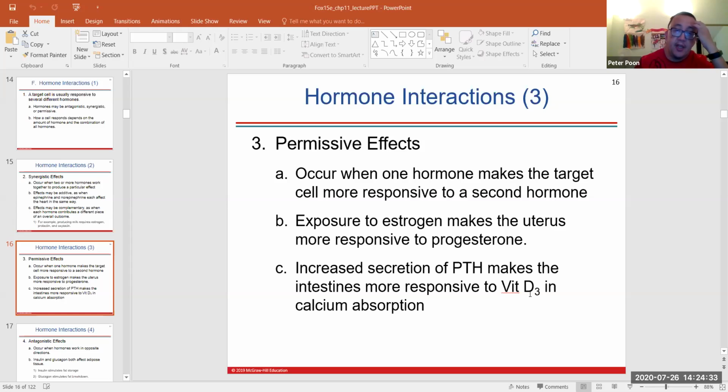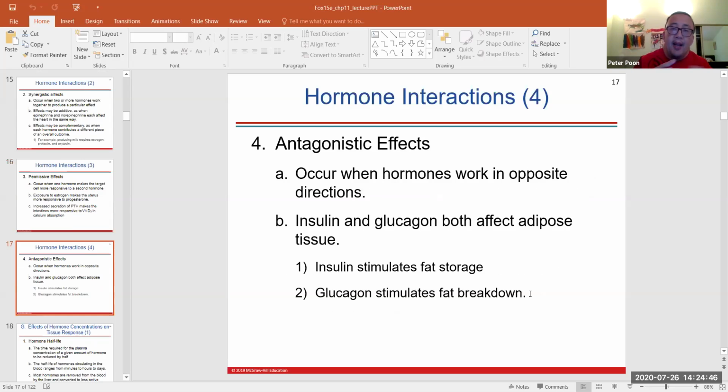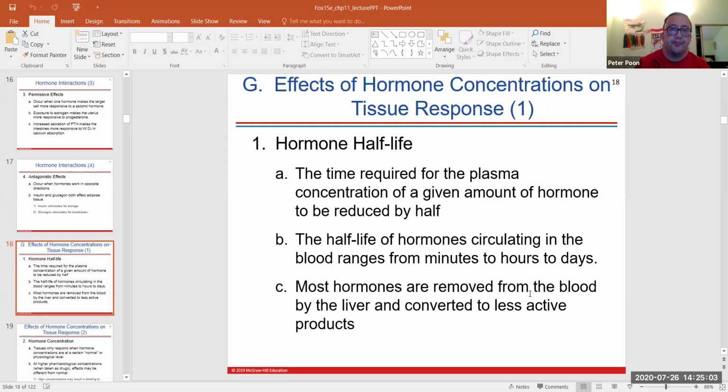Permissive effects allow for a second hormone to work, like exposure to estrogen makes the uterus more responsive to progesterone. Antagonistic effects are when two hormones counteract each other, or 2 plus 2 is 0, or 2 plus 2 is 1. For example, insulin and glucagon have opposite effects on basically everything.